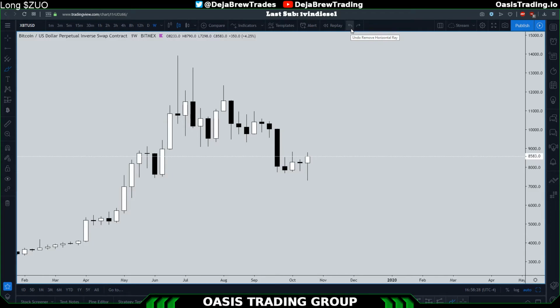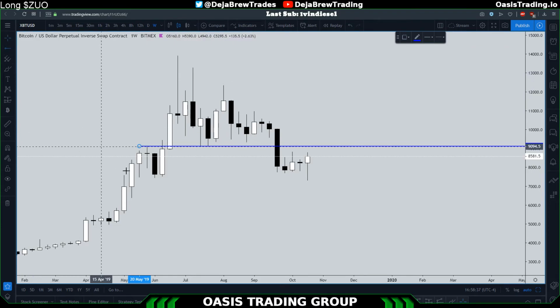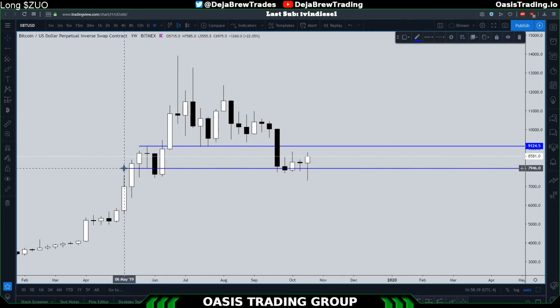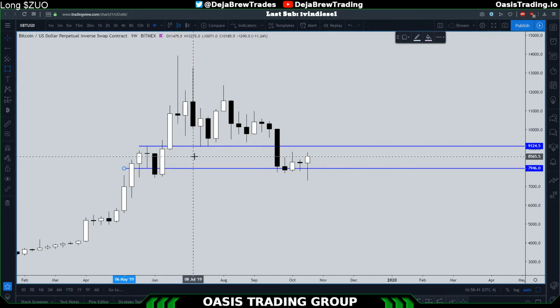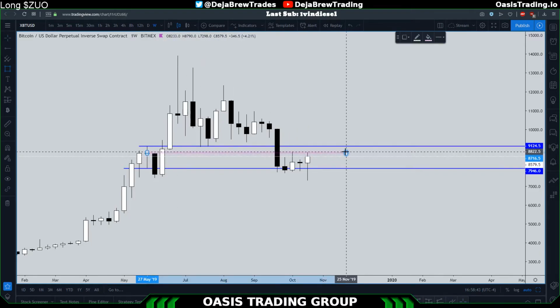You can always do the whole doji horizontal ray, and yeah, I've actually done that before on stream. That's a good point. So you could do a line there on the high, a line there on the low, and then you could do a rectangle for the body.